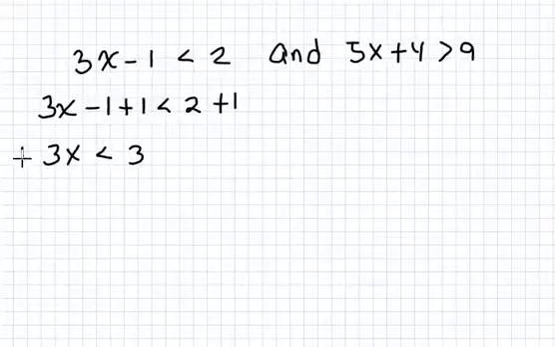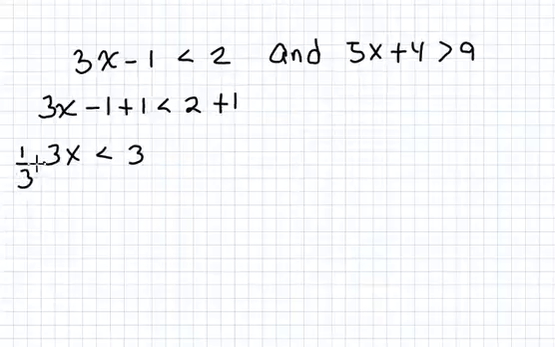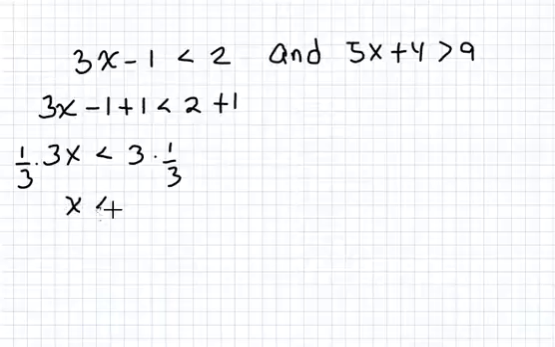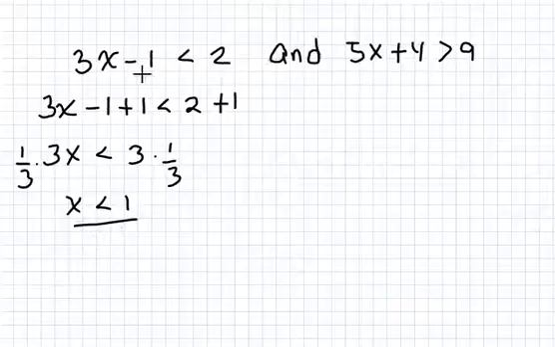And of course we're going to multiply both sides by 1/3 because we want to get a 1 here in front of this x. And so we're left with x is less than 1. Okay, well that takes care of this side. Now we need to go over here and work on this side.